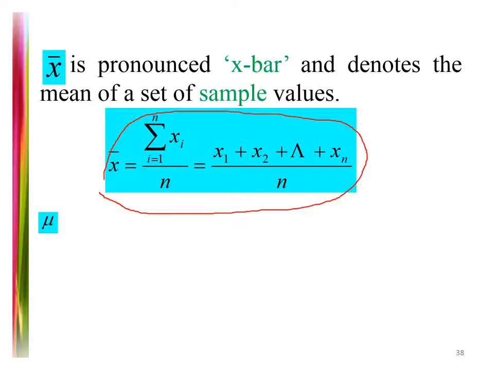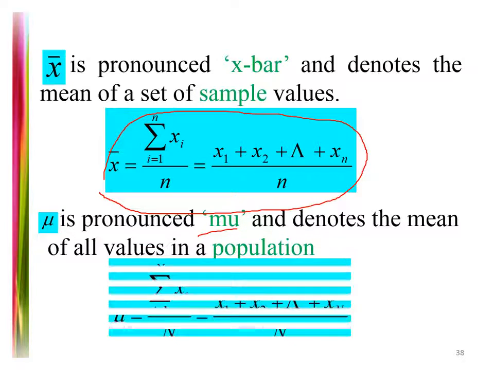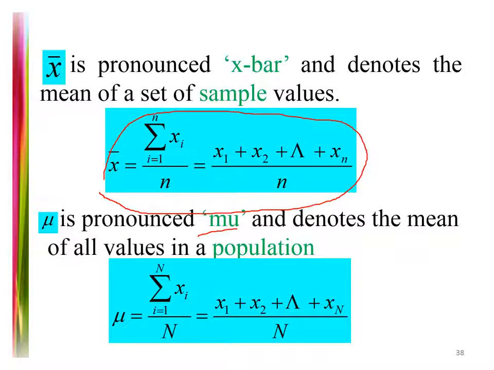That is the sample mean, and for the population mean we use the notation mu. Big N denotes the number of values in the population, which should be equal to the total number of observations in the population. So that means x1 plus x2 up to xN divided by the total number of observations in the population. That is the population mean, but usually this is unknown.